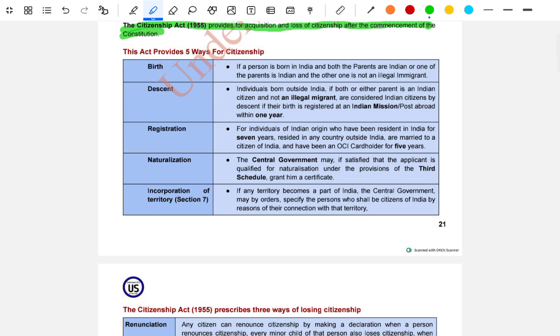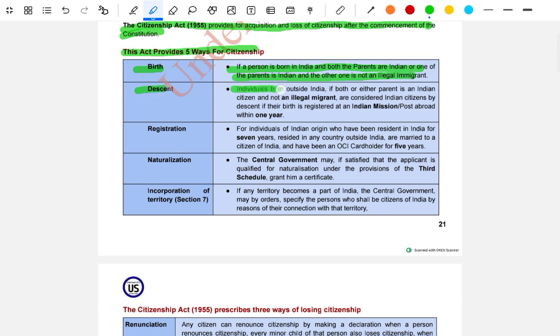This act provides five ways for acquiring citizenship. Birth: if a person is born in India and both parents are Indian, or one of the parents is an Indian and the other is not an illegal migrant.